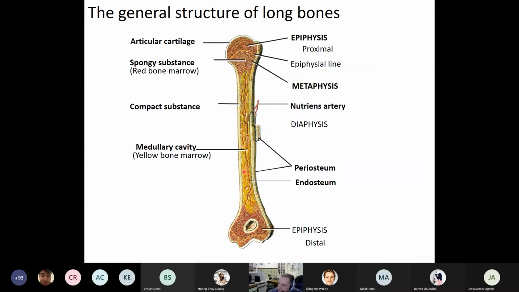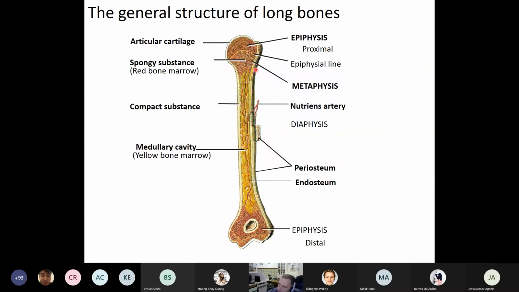And in the center of the bone, you have a wider cavity that is the medullary cavity, filled by yellow bone marrow tissue. It's basically fatty tissue, and most of the time in the body of the bone, in the diaphyseal part, one can find a blood vessel also that enters the bone and provides the blood supply.